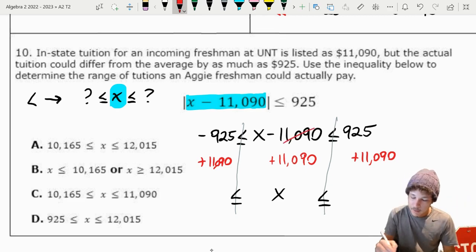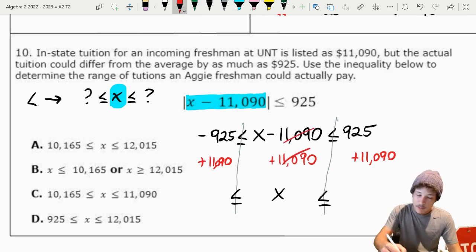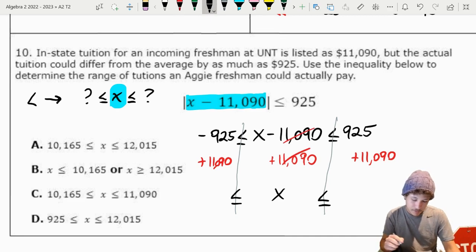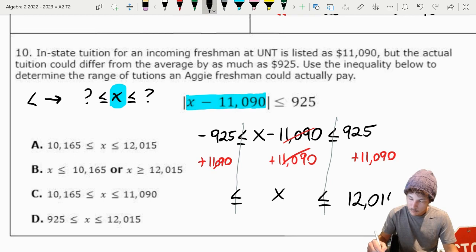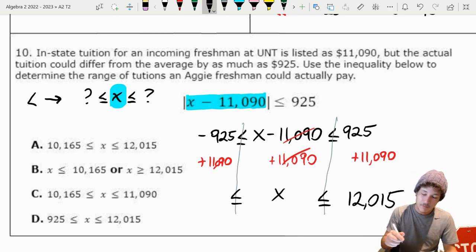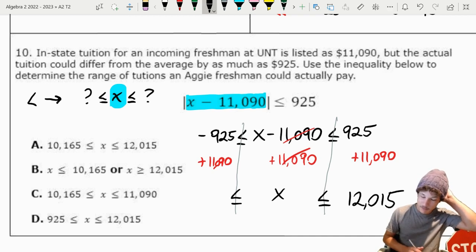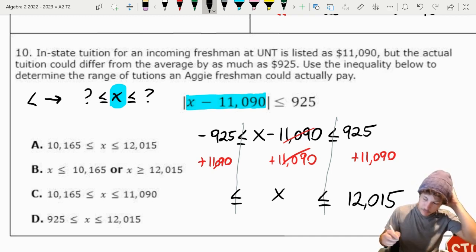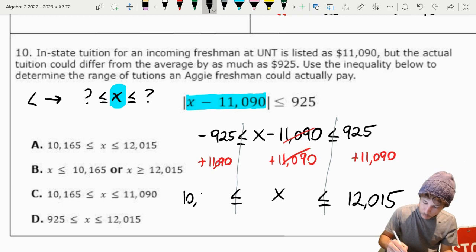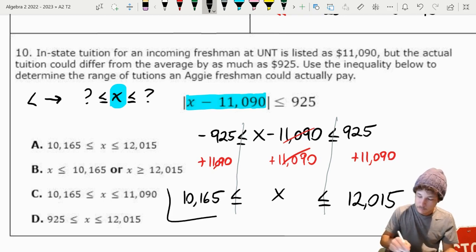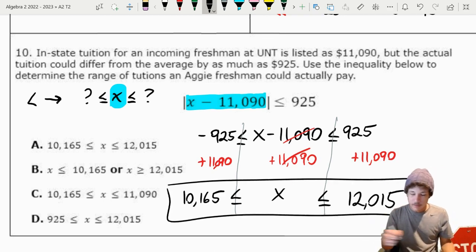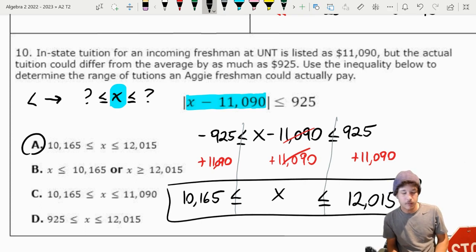If we do that, these cancel out. Then we have 925 plus 11,090. That's going to be 12,015, which I already see in a couple of my answer choices. And then over here, we have negative 925 plus 11,090, which would give us 10,165. We know that this is the correct answer, so we pick this one, and we're kind of done.